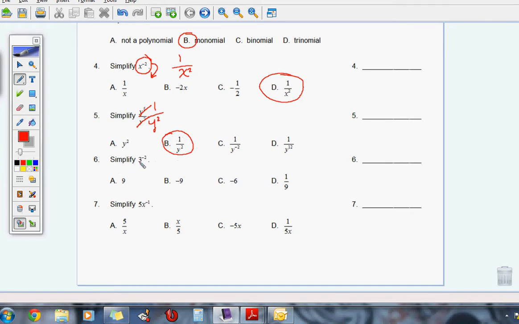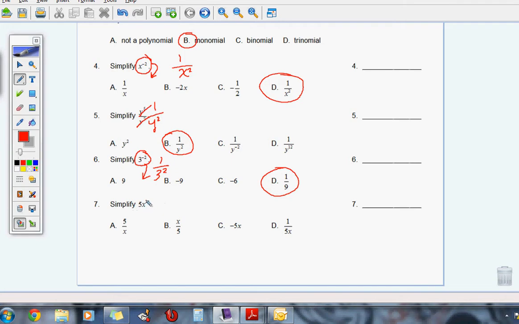Going on to number 6, 3 to the negative second. Before I even try to do this problem and think it's negative 9 or something, I take the exponents and I move them to the bottom. So this is really 1 over 3 to the positive second power. 1 over 3 squared is actually equivalent to 1 over 9, D.